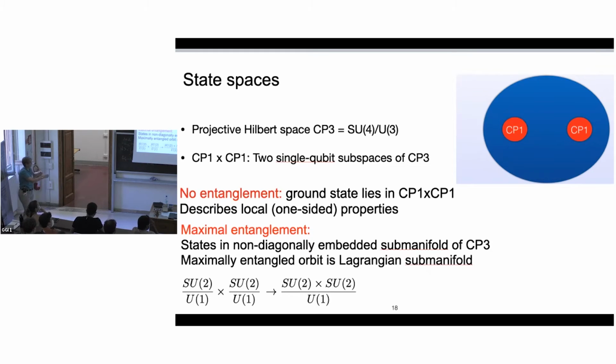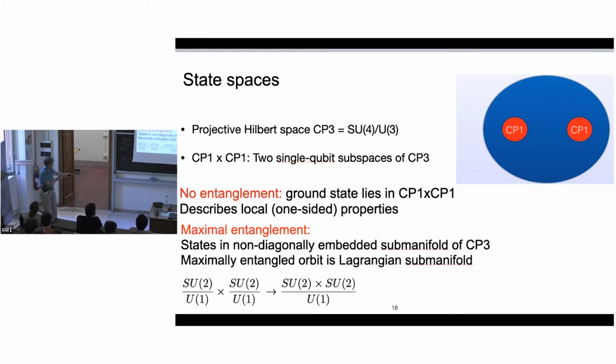And now if you don't have entanglement, then the ground state lies in this CP1 times CP1 space and describes local one-sided properties. However, you can show when you have maximal entanglement that the states are non-diagonally embedded in the submanifold of CP3. And so the statement is that the maximally entangled orbit is a Lagrangian submanifold of the entire CP3 space.